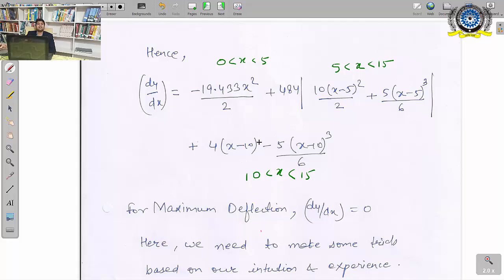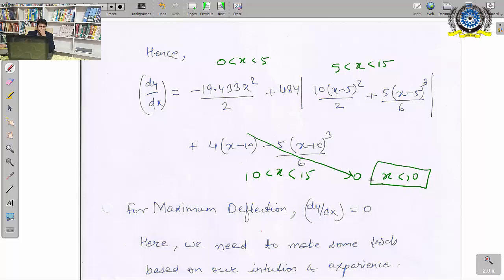X will be less than 10. So for x less than 10, this function will become 0. This is our first trial, where we are saying that the maximum deflection will occur between C and D. So x will be between 5 and 10, and for x between 5 and 10, this portion will become 0.